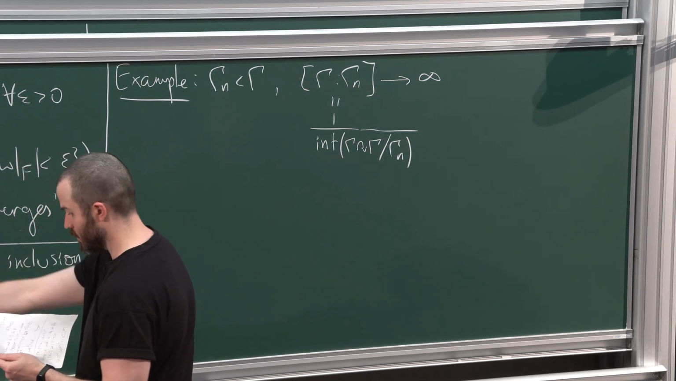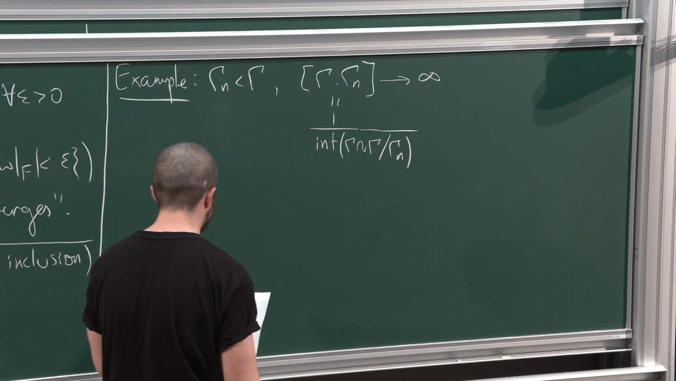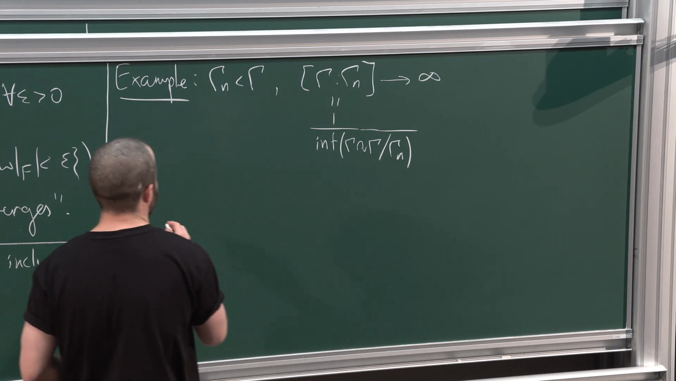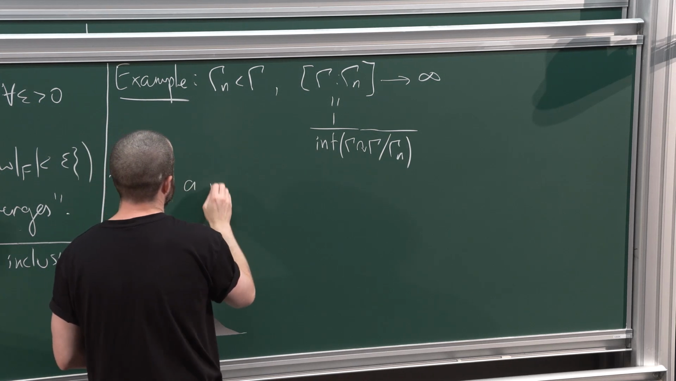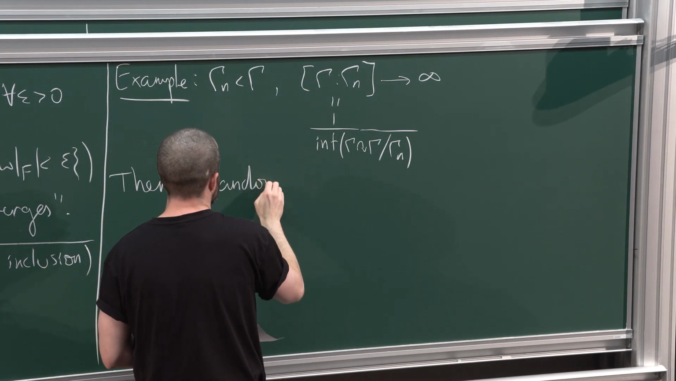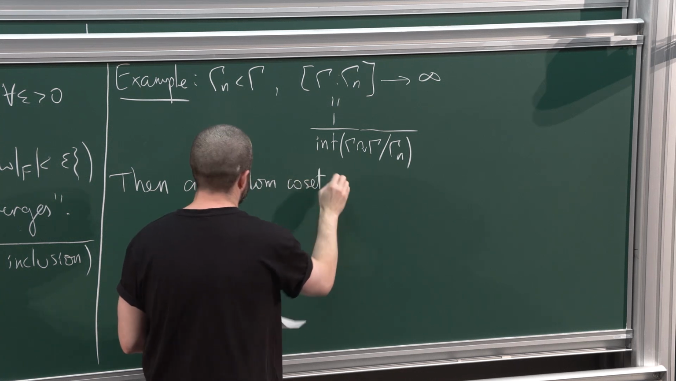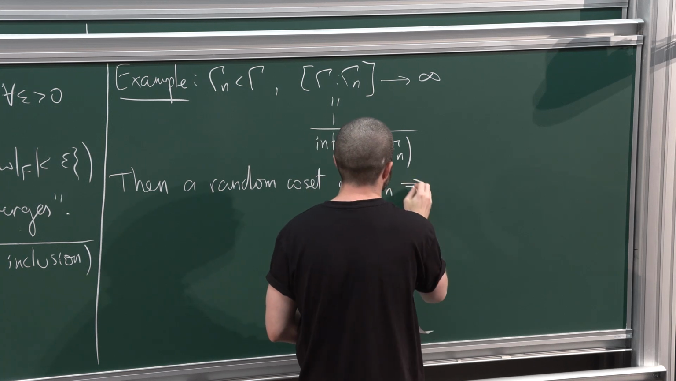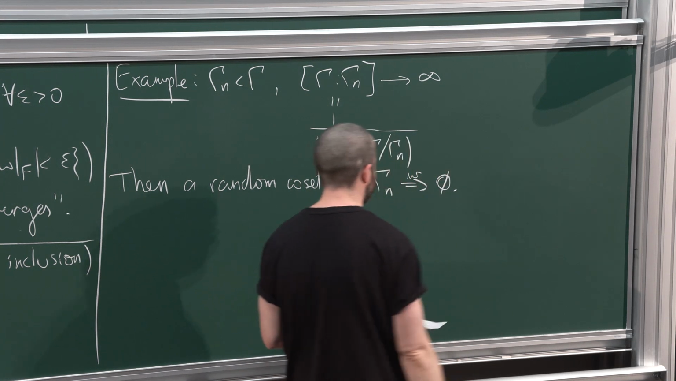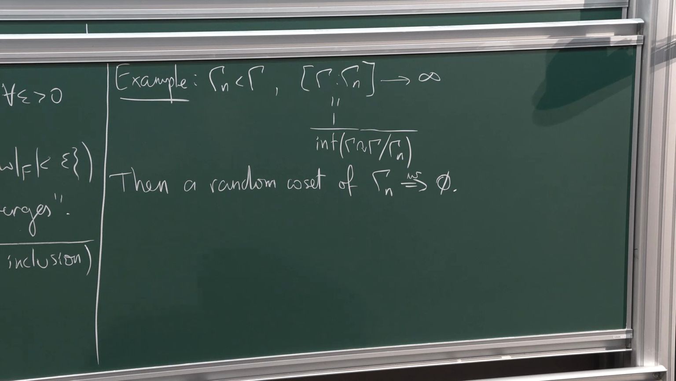So therefore, according to this little computation I encourage you to do, you get that a randomly chosen coset of gamma n weakly converges to the empty process. Okay.